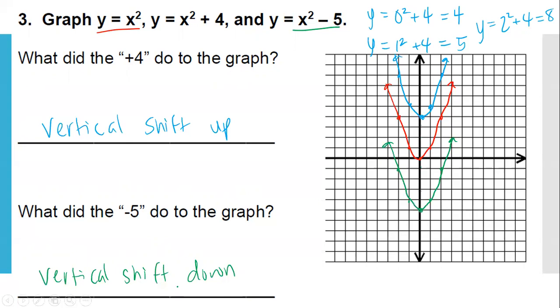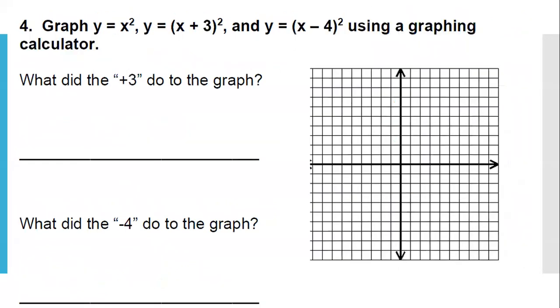If adding and subtracting to the outside of our function causes it to go up and down, what's going to happen when I work from the inside? It's going to cause us to go left and right. Hopefully this is ringing some bells from absolute value units. There's my parent function. Now we have to be mindful.